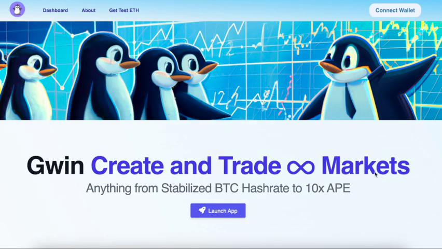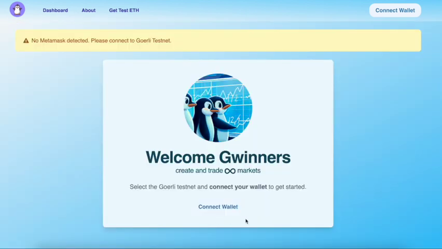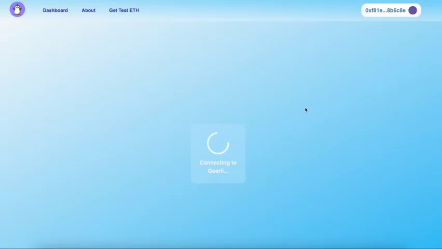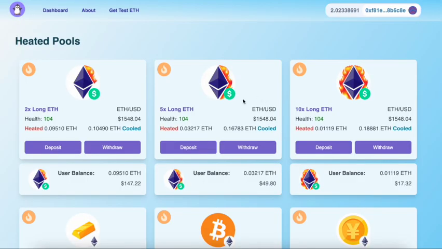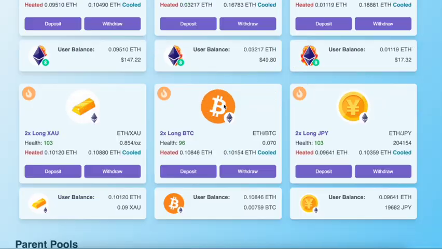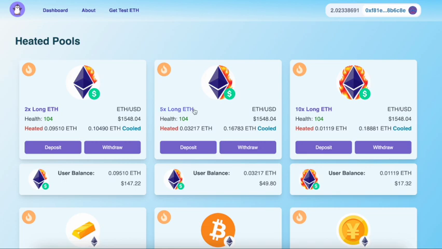So create and trade infinite markets. Let's go take a look, see what it's all about. So we can see right here, we're just going to connect our wallet. We're going to connect via MetaMask. All right, so here we go. This is our list of markets we have available to trade at the moment. We're connected to the Goerli Testnet.